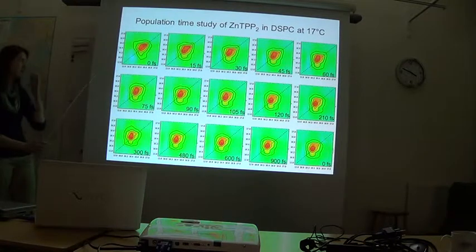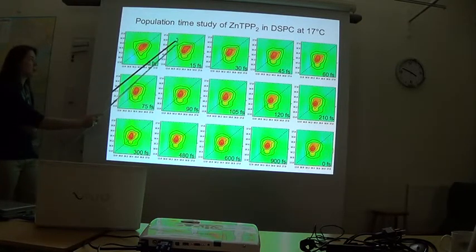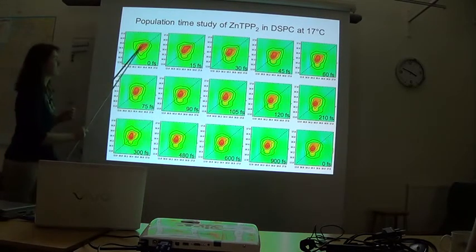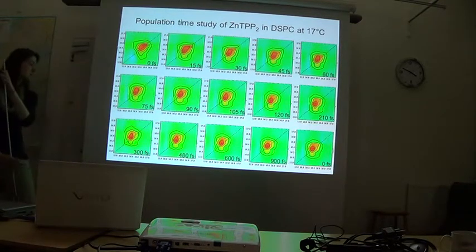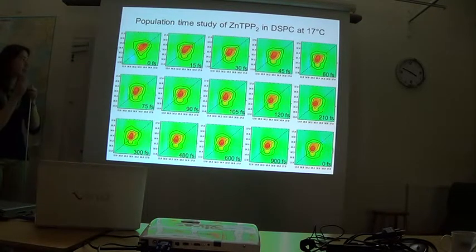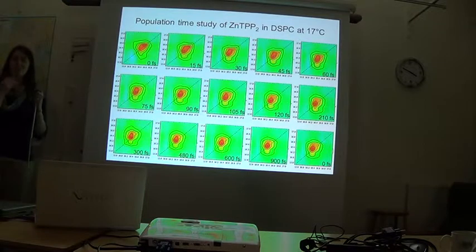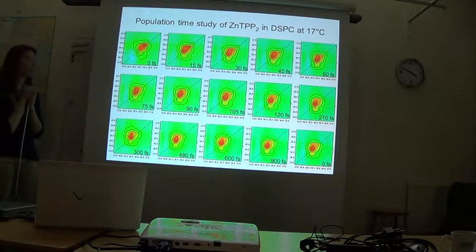So from this data, we could see that as we increased our population time, our upper off-diagonal peak increased from where it started, as well as our lower off-diagonal peak. This indicated to us that we're having uphill population transfer rather than downhill population transfer. But I'm still working on the data analysis to confirm this. This is fairly new data.